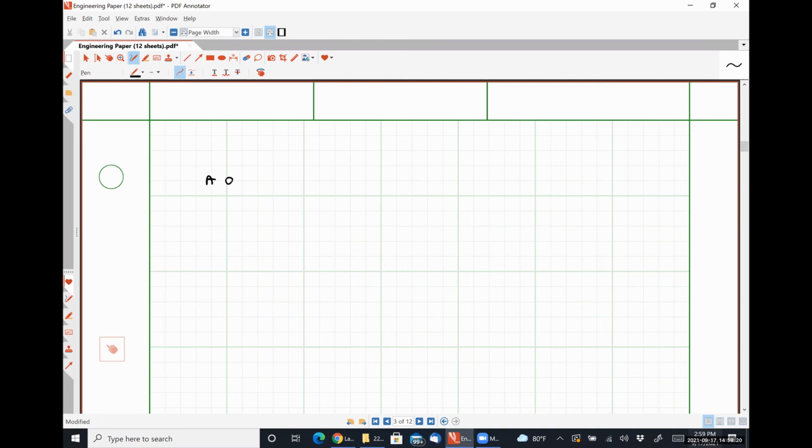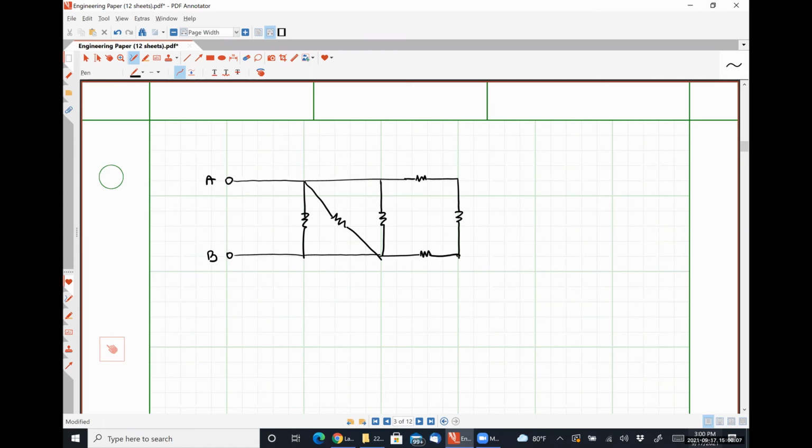I'm going to call this guy terminal A. This guy, terminal B. Like so, let's say that this is, I'm just going to make up some numbers here. So we're going to get something truly terrifying.